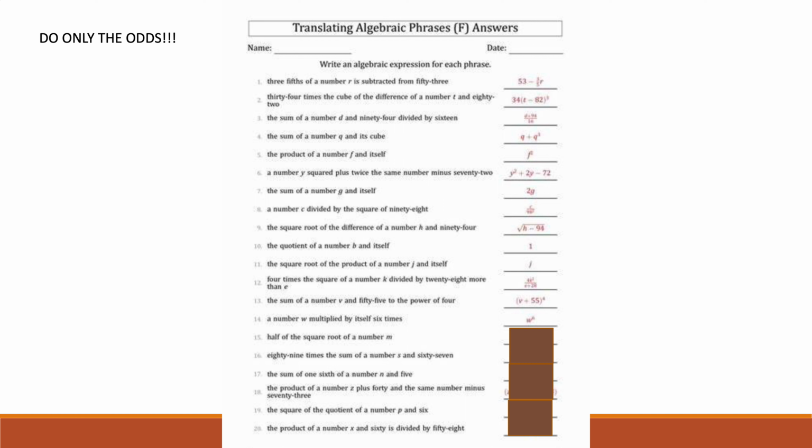Next one, half the square root of a number m. So you got to put 1/2 on the outside and then do the square root of m. You could also write the square root of m over 2. That's the same thing as 1/2 the square root of m.